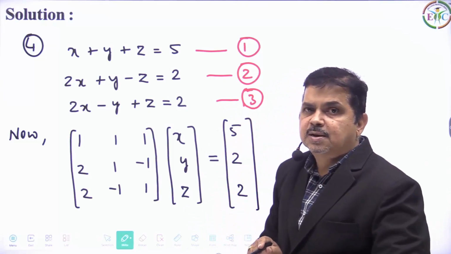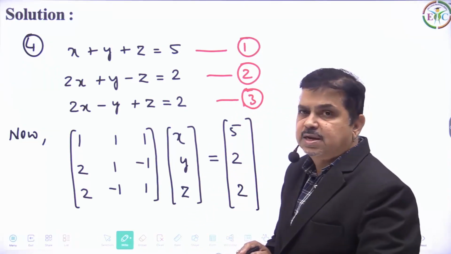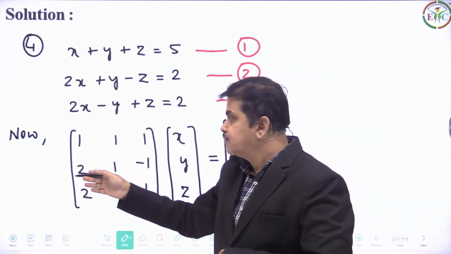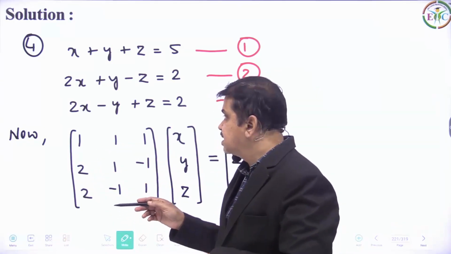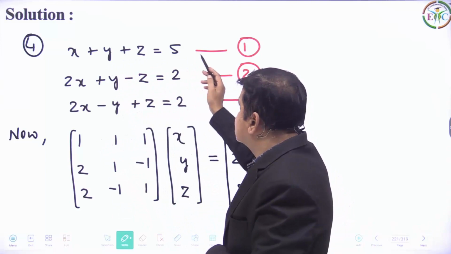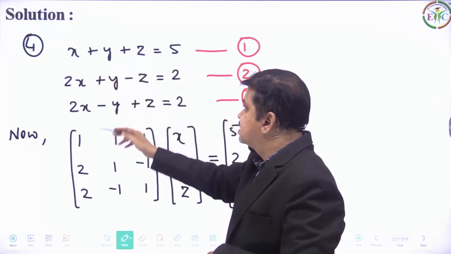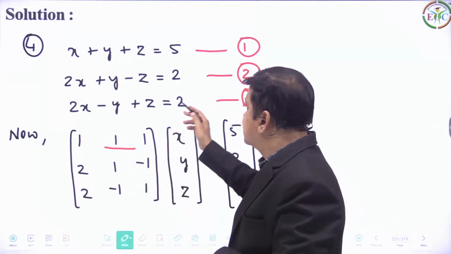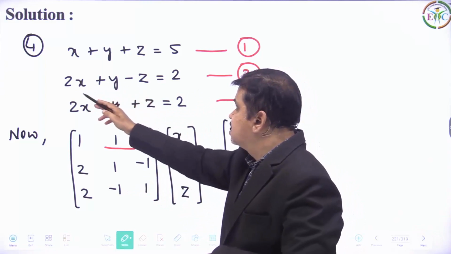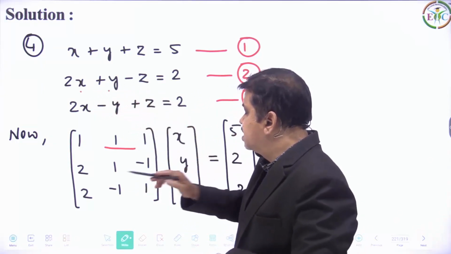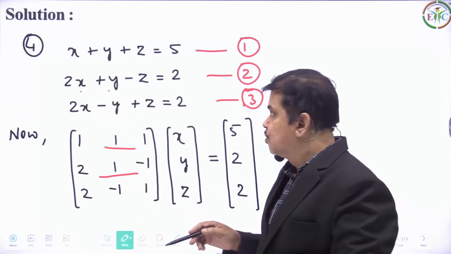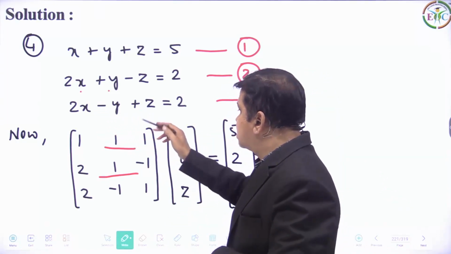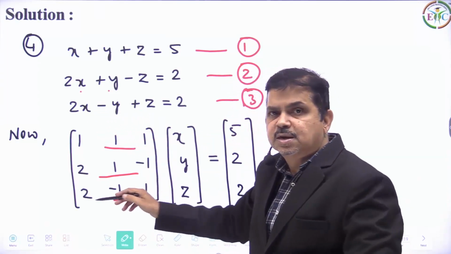Now as I told you earlier, the coefficients of x, y and z in equations 1, 2 and 3 will be the corresponding row elements of the matrix A. So you can write this as 1, 1 and 1, because in equation 1 the coefficients of x, y and z are 1, 1 and 1. So this forms the elements of the first row. In equation 2 the coefficients of x, y and z are 2, 1 and minus 1 respectively, so this forms the second row. And in equation 3 the coefficients are 2, minus 1 and 1, so these form the third row.